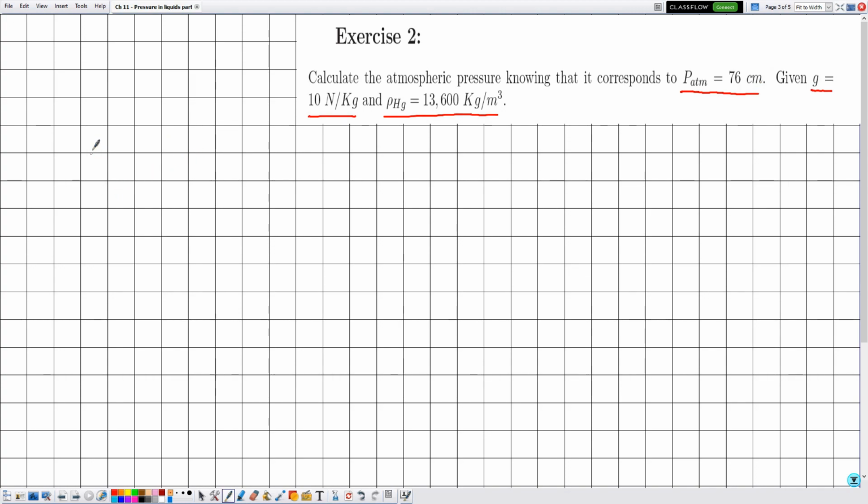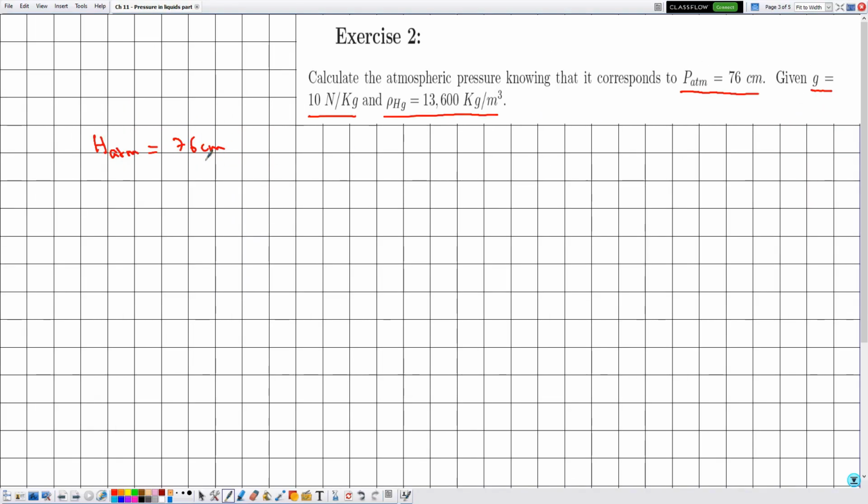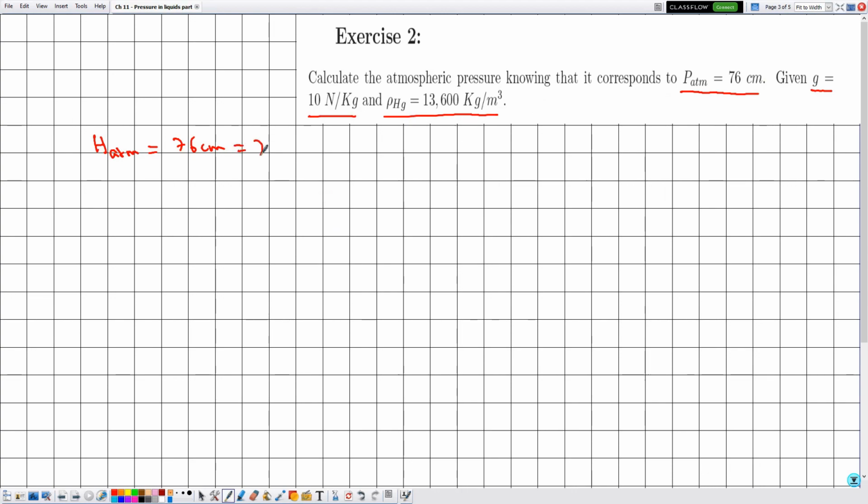So we have that H atmosphere is equal to 76 centimeter. Previously we denoted this to be H, but it's the same. Knowing that centimeter is not the SI unit of depth or height, in order to convert from centimeter to meter, we divide by 100. So 76 divided by 100 is equal to 0.76 meters.